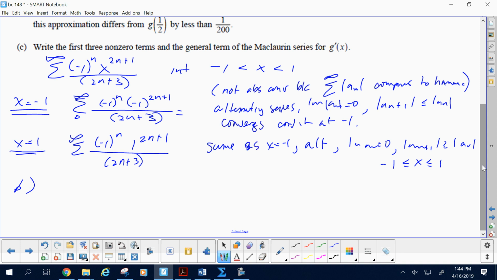Okay, so wouldn't you agree that because it's an alternating series error bound, the true value of G of a half and the Maclaurin polynomial of second degree differ by at most the next term? You could just say the true sum minus S2 is less than or equal to A3. A3 is (1/2)^5 over 7, which is 1 over 224, and that is less than 1/200.